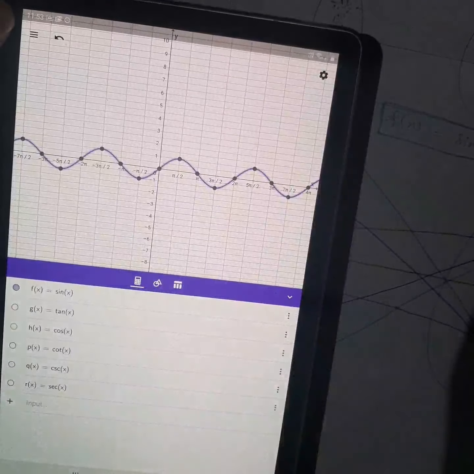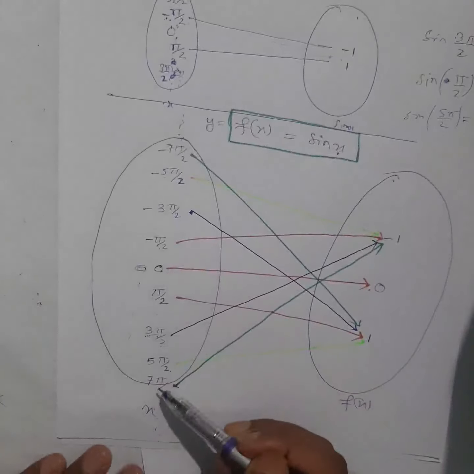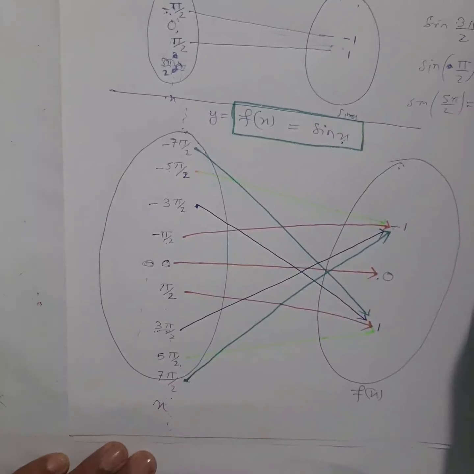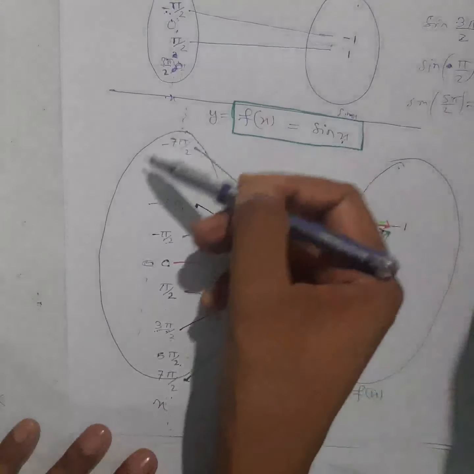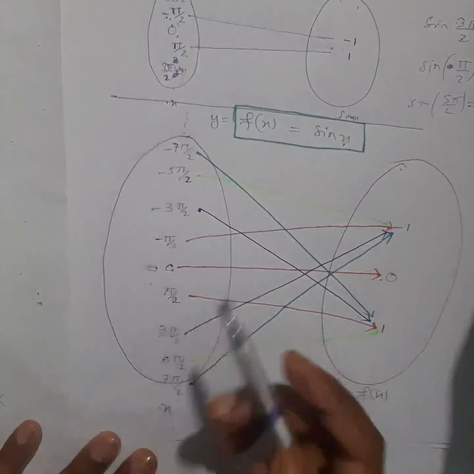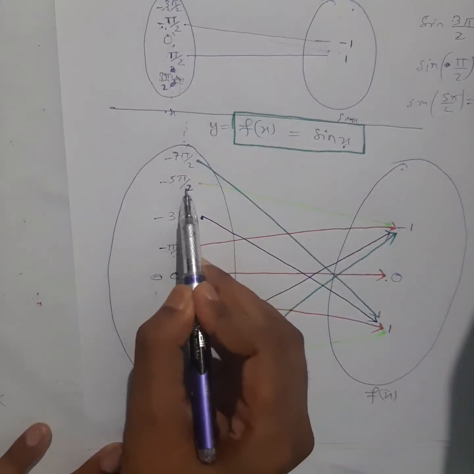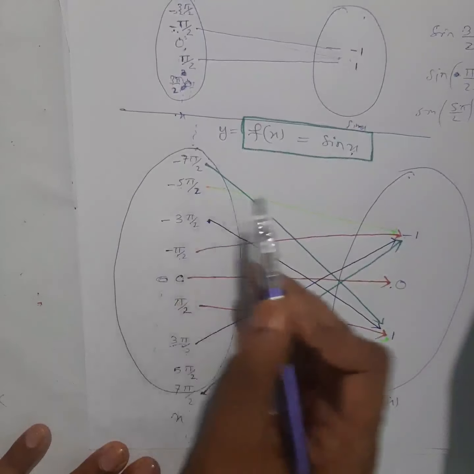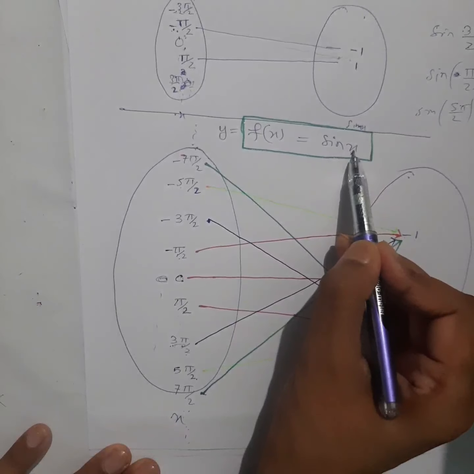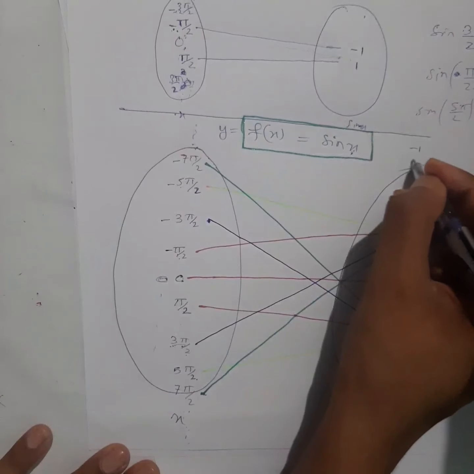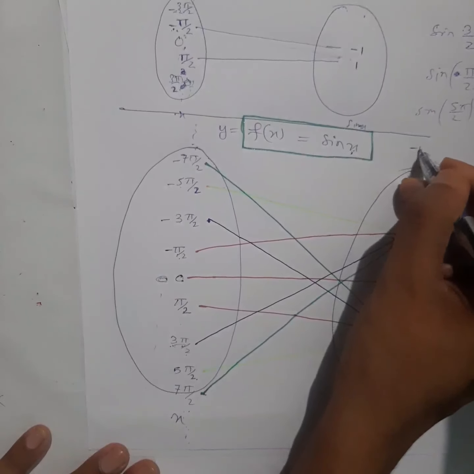Now, why is it called a function? See carefully the mapping again. You can see every real number has an image or not. It is having an image. The definition of function was what? All elements must have an image, first thing. And how many images? Exactly 1. So you can see minus 5 pi by 2, how many images is it having? Only 1, minus 1. When you put minus 5 pi by 2 here, you will get minus 1 only. You will not get any other value here.